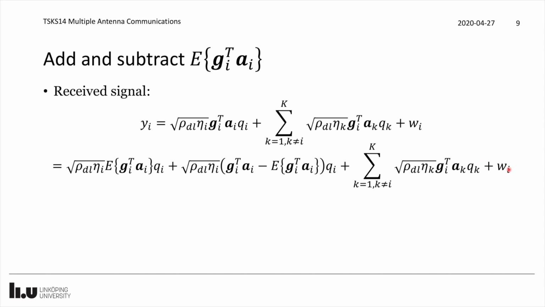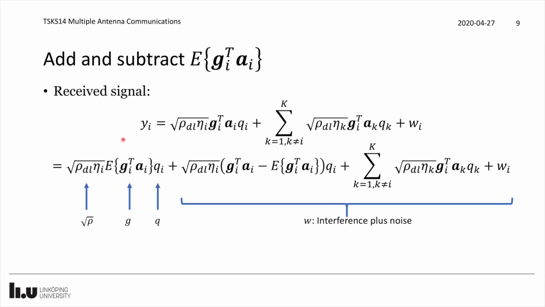And now we could actually use our capacity bound. So in this first term here, what we have is a power scaling, which is representing the rho term in the capacity lower bound. Then we have a deterministic, a constant channel, which is representing our G. And then we have the information that we would like to convey. Q_i is representing the Q in the capacity lower bound. And then the rest here is what I call a scalar value W, which is the W in the capacity lower bound. This is interference plus noise.